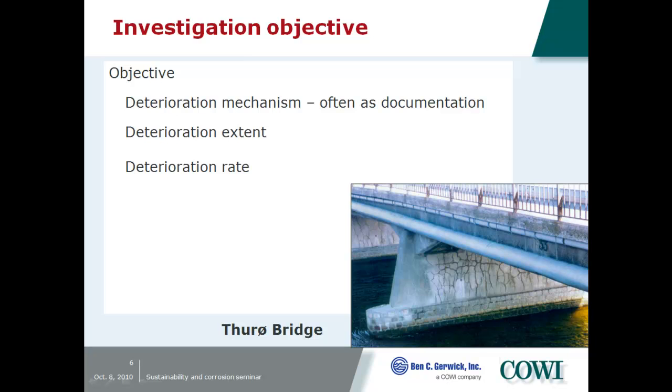When you have your investigation, the objective, in my view, is threefold. One is that we need to know what the deterioration mechanism is. Often that is as documentation, because very often we can look at the structure and have a very good idea on what caused the deterioration, but sometimes we are surprised. It's also what the deterioration extent is. If you want to plan for a repair job, you need to know what the extent of deterioration is, otherwise you cannot quantify your project adequately.